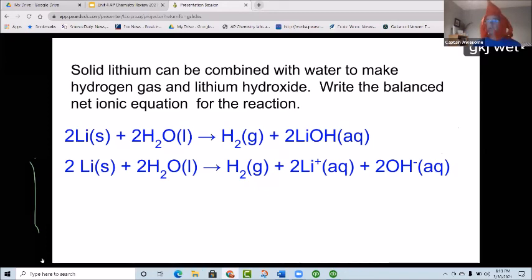You wouldn't pull the water apart because it doesn't pull apart. You would leave the lithium as is because it's a solid. You would leave the hydrogen as a gas because it's not dissolved in anything. It's not like you're going to pull it apart into ions. So knowing net ionics is also very important.